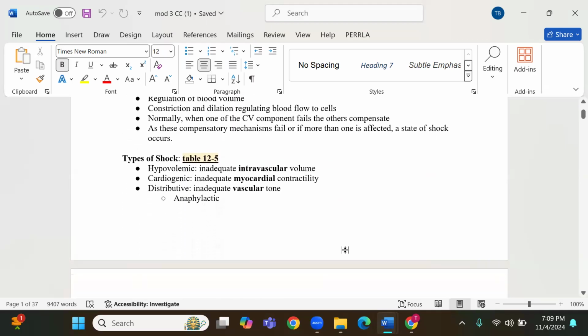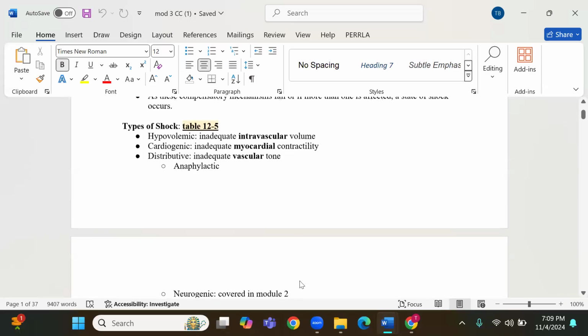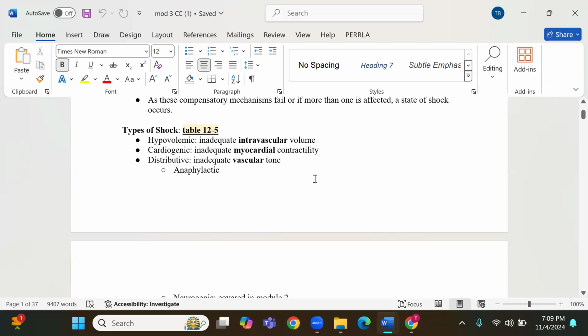Now, we might have talked about this before, there's a couple different kinds of shock. There's hypovolemic shock, which you had on an exam earlier, where it's a low blood volume, for some reason, maybe you got stabbed and you're bleeding out. There's cardiogenic shock, which I think we talked about, where the heart pump is not working correctly. But for this test, you're going to talk about distributive shock, which is anaphylactic shock.